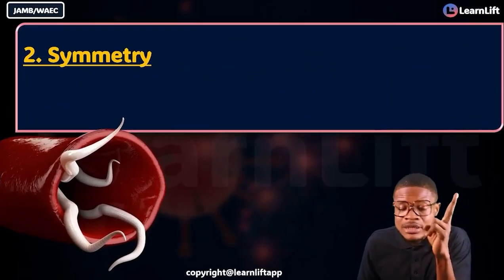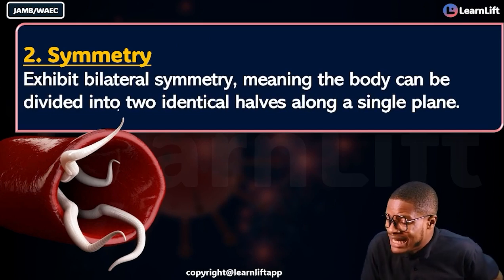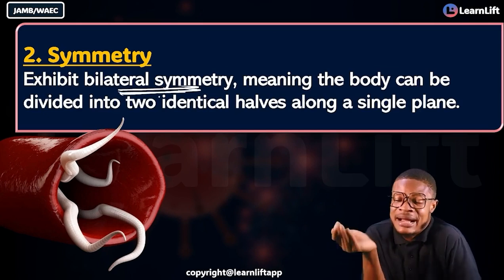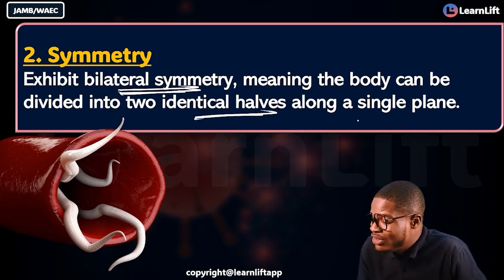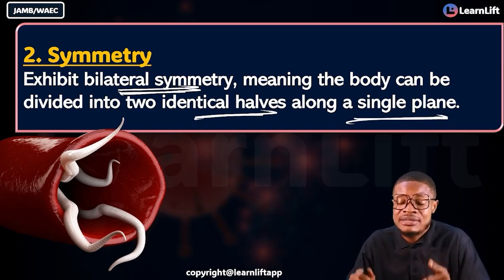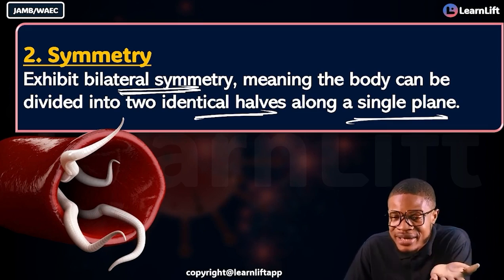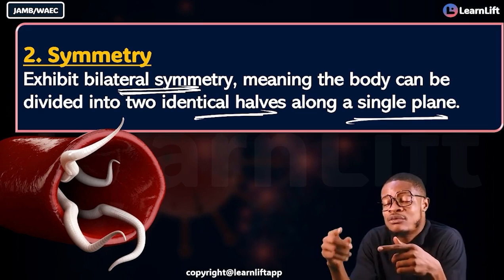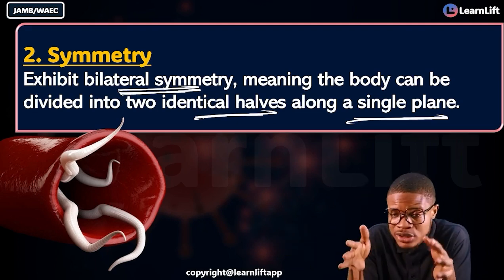Yeah, let's go. Number 2 is symmetry. What is the symmetry of your nematodes? Nematodes are bilaterally symmetrical. They exhibit bilateral symmetry, meaning that their body can be divided into 2 equal, identical halves along a single plane. Are they radially symmetrical or bilaterally symmetrical? Bilaterally symmetrical. Does it make sense? Your coelenterates, like your hydra, are the ones that have radial symmetry, right? But all the others we have been covering have bilateral symmetry.